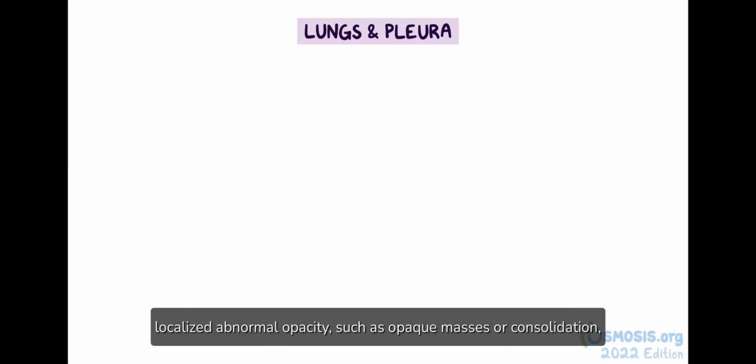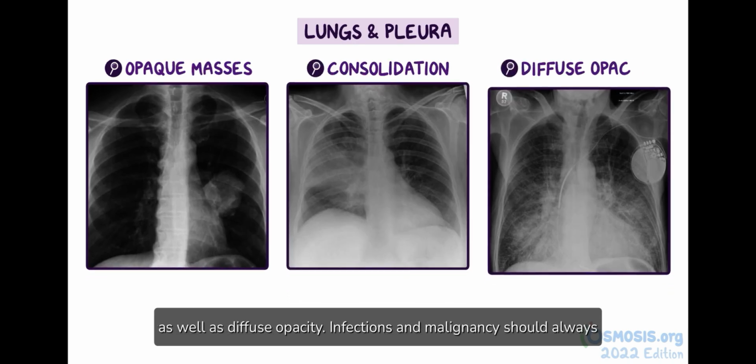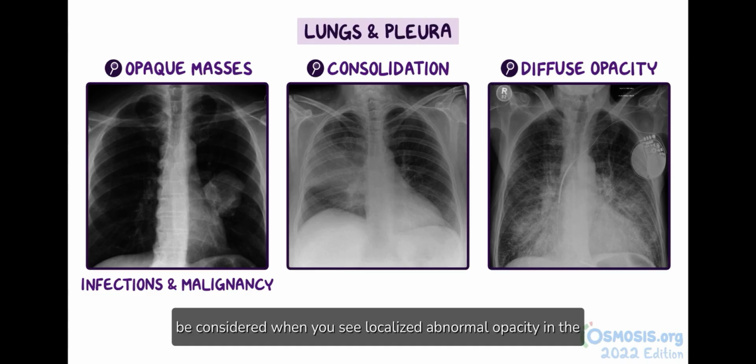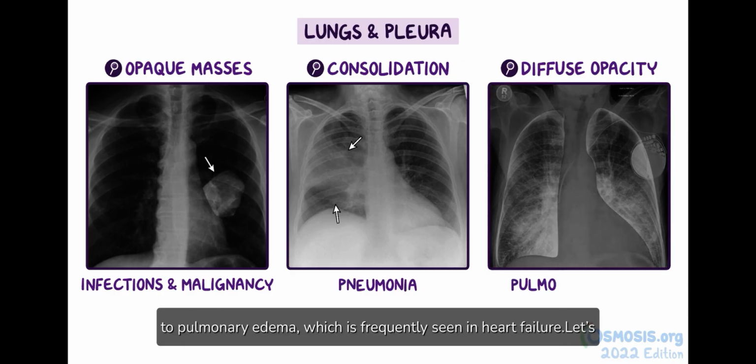You also want to look for any localized abnormal opacity, such as opaque masses or consolidation, as well as diffuse opacity. Infections and malignancy should always be considered when you see localized abnormal opacity in the lungs, while diffuse opacity in the interstitium can be due to pulmonary edema, which is frequently seen in heart failure.